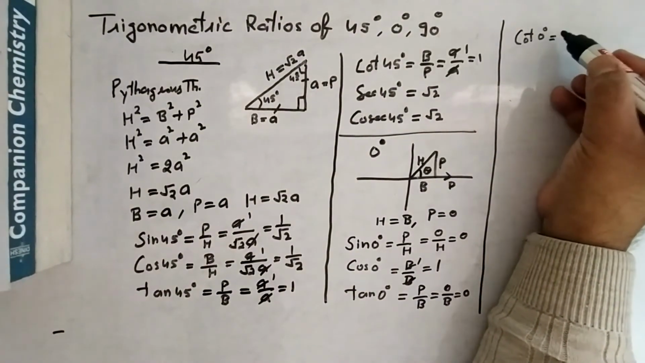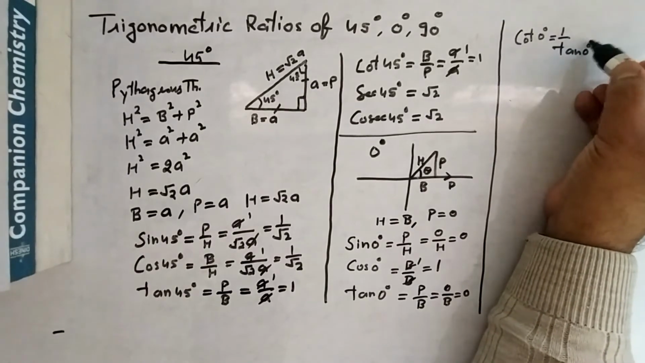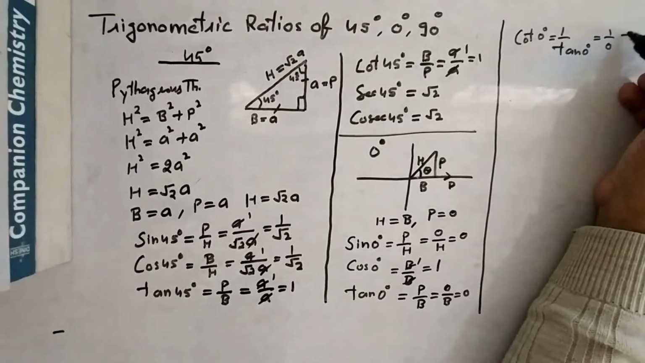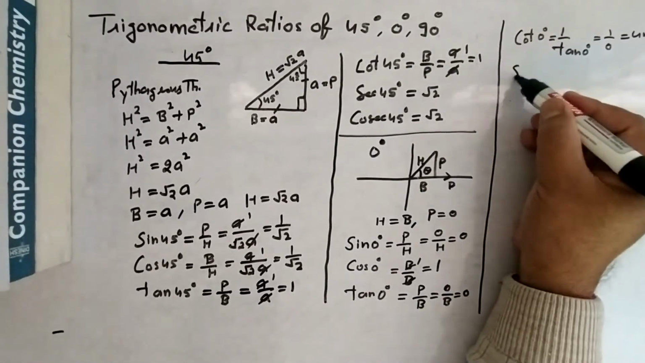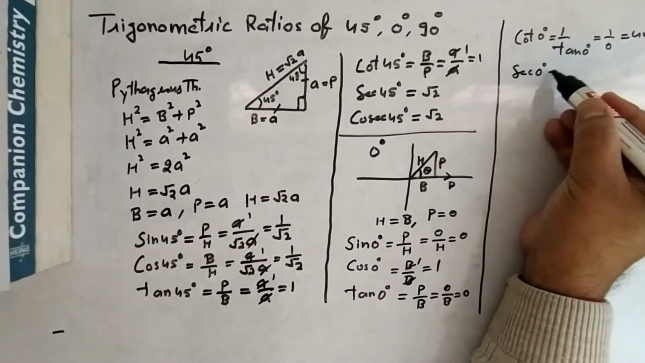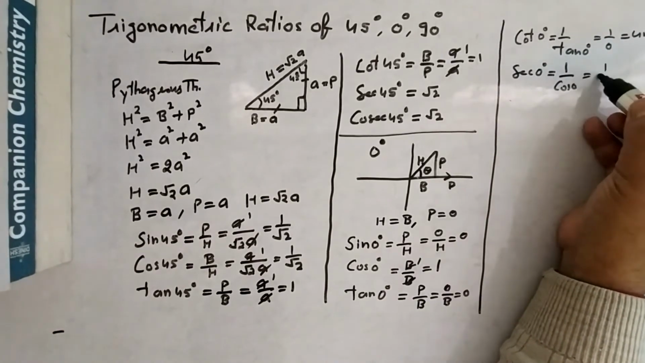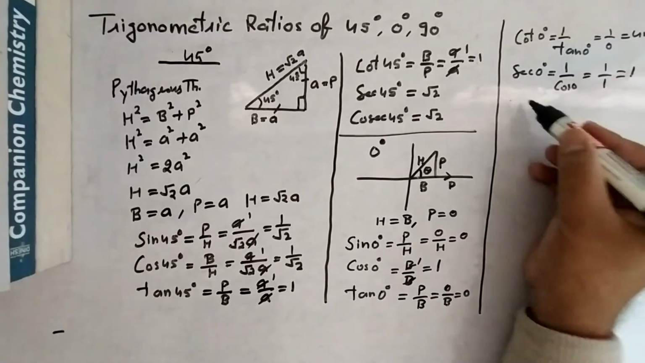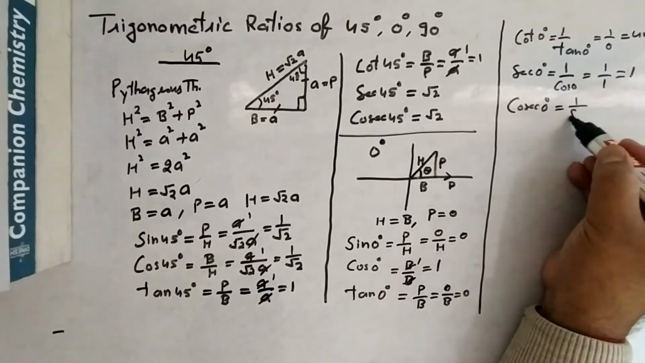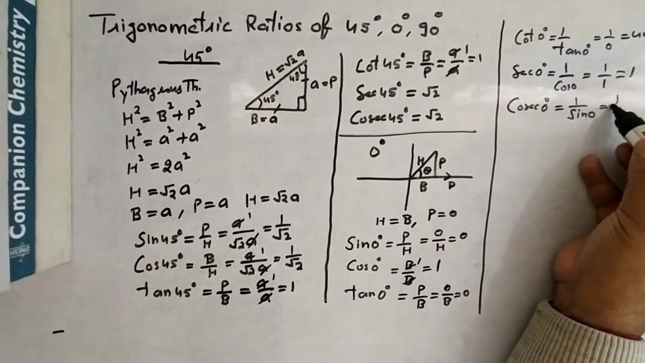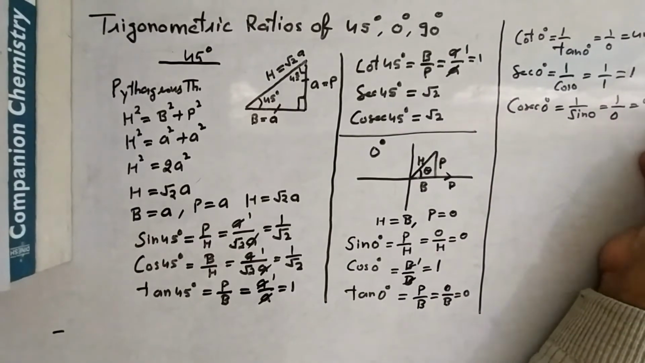Similarly, children, cot 0 degrees is the reciprocal of tan. I was telling you earlier that something divided by 0 is undefined. So this is undefined. Now we have secant 0 degrees. Secant 0 degrees is 1 over cos 0, and 1 over cos 0 is 1 over 1. The answer comes out to be 1. Cosecant 0 degrees is 1 over sine 0. But sine 0 is 0 here, so this is again undefined.